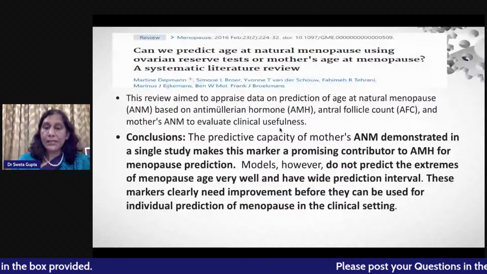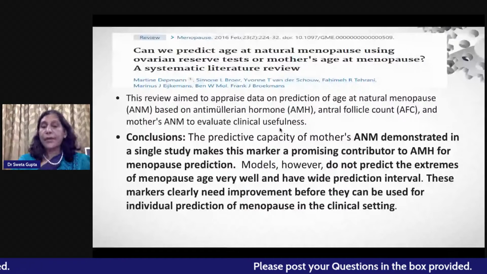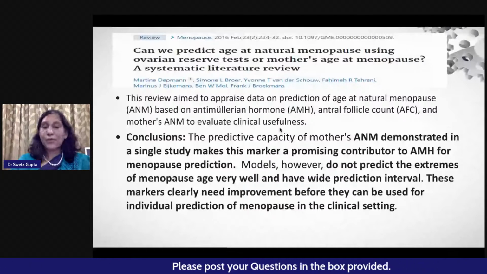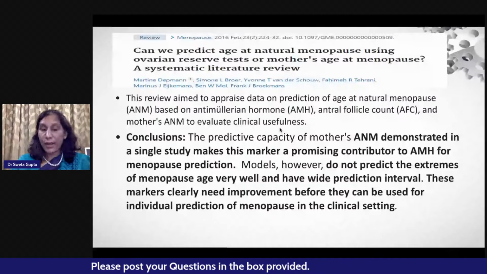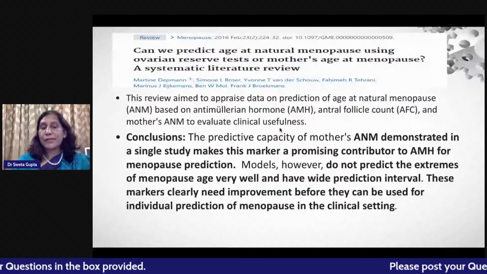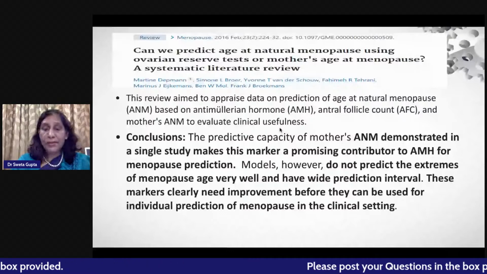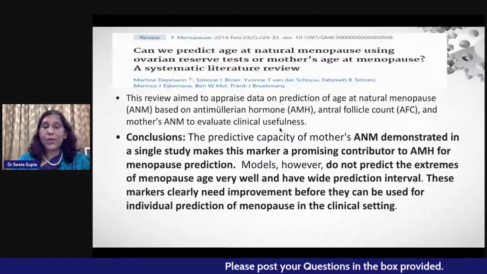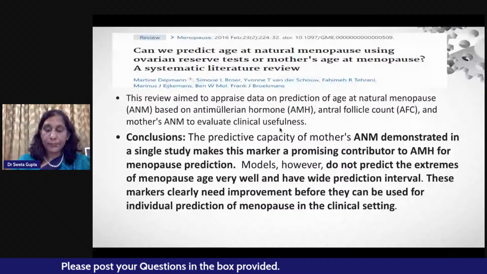But when they looked into the other studies, the whole model, however, did not predict the extremes of menopause age very well and had a wide prediction interval. So these markers clearly need improvement before they can be used for individual prediction of menopause in the clinical setting.